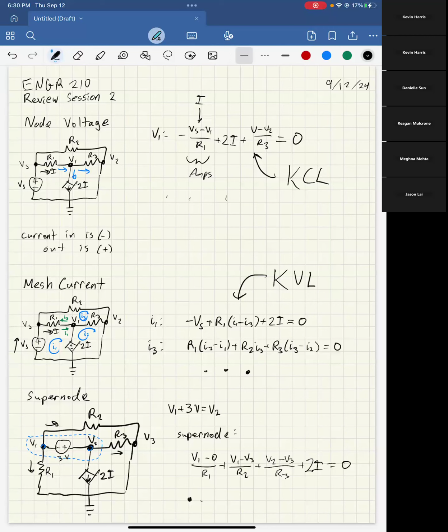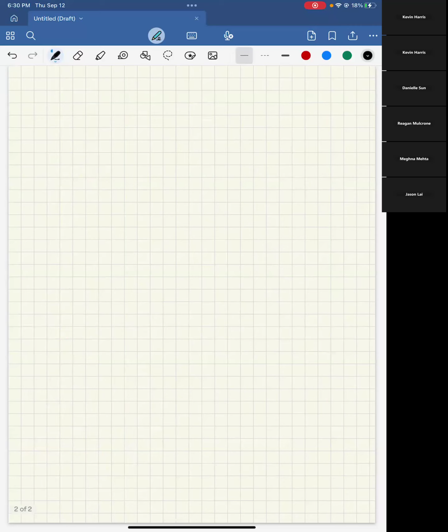And then you'd write the equation for V3 as well. And then once you have that, you should have enough information to solve for the rest of the circuit. So I believe that's all the new content that you've covered this week. And now I will get into some practice problems.